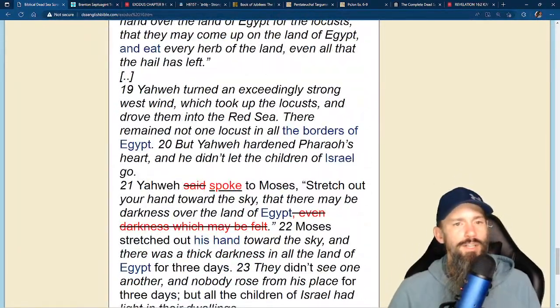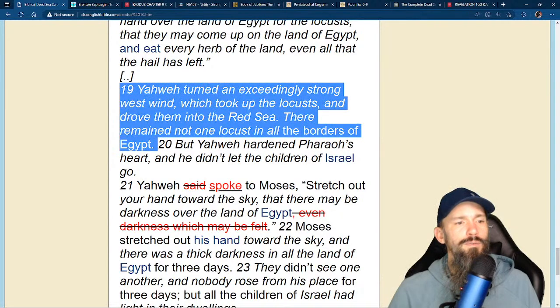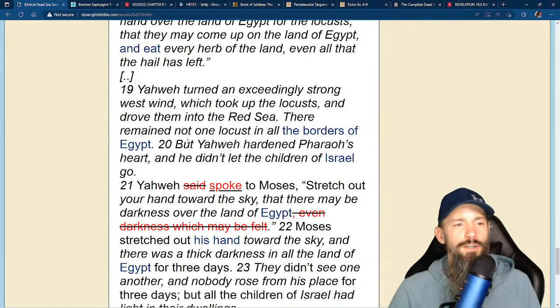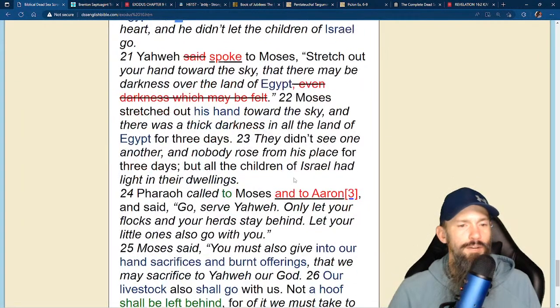Yahuwah turned an exceedingly strong west wind, which took up the locusts and drove them into the Red Sea. Yeah, so 19 and 18 in one manuscript, 19 in another. But Yahuwah hardened Pharaoh's heart, and he didn't let the children of Israel go. Yahuwah spoke to Moses, Stretch out your hand toward the sky, that there may be darkness over the land of Egypt.